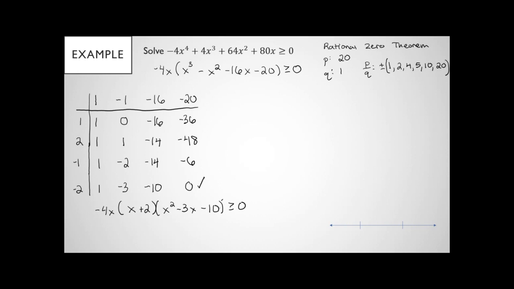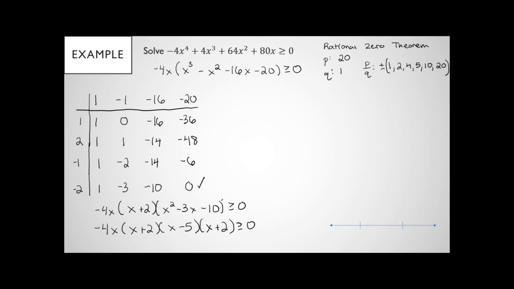Now I have a quadratic in this factor, so now I need to keep going. I have negative 4x times x plus 2, and then I factor the x squared minus 3x minus 10, and that gives me x minus 5 times x plus 2 greater than or equal to 0. So when you have larger polynomials, it takes several steps to get to the factoring. You may have to do some synthetic division, some guessing and checking using your rational zero theorem to kind of narrow it down for you.